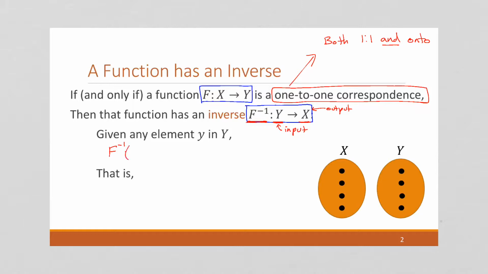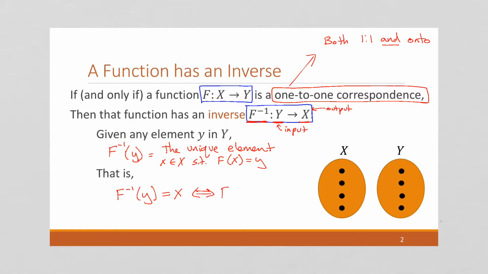So f to the negative 1 of y is the unique element x in big X such that f of x equals y. So in other words, f to the negative 1 of y equals x is equivalent to saying that f of x equals y.